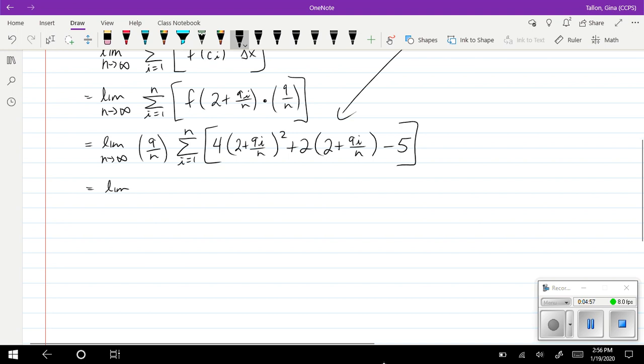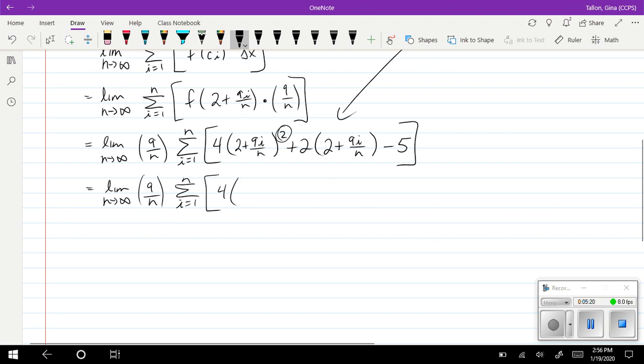So this gives me the limit as n approaches infinity of 9 over n. You may leave parentheses around it. You don't have to have parentheses around it. Sometimes I do, sometimes I don't. The summation as i goes from 1 to n. And now I want to take care of this square here first, which means I have a binomial to square. My 4 is going to be on the outside.